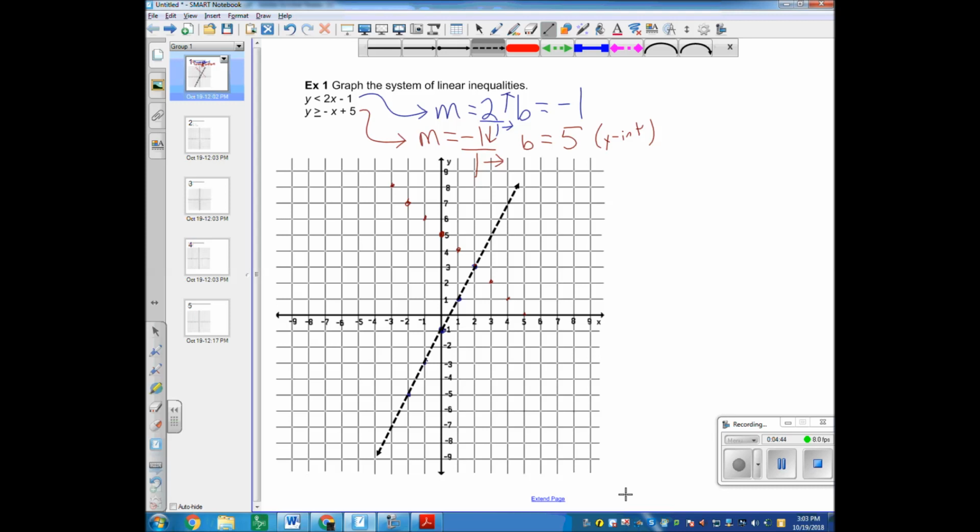Now, what kind of line type do we have for our second inequality, solid or dashed? Well, it says that we have a line in our inequality symbol right here. That means we should use a solid line. So I'll start at my y-intercept and then drag across.